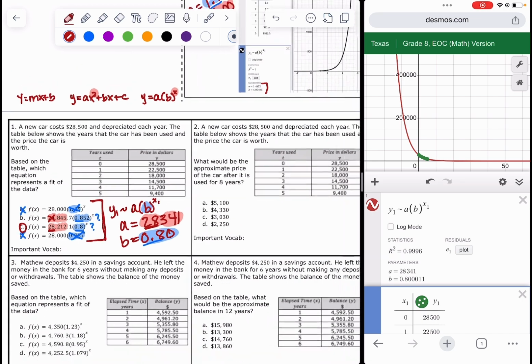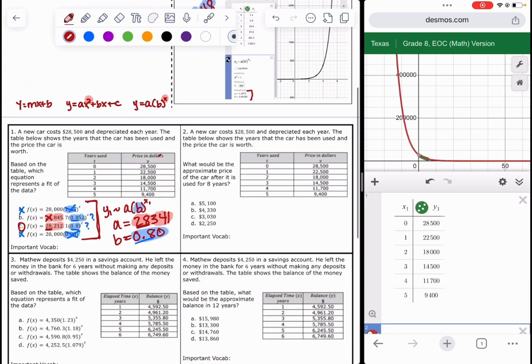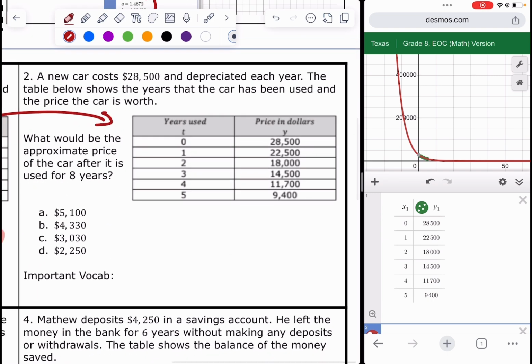Okay, so now we're going to try the second one. If you look at these tables, they're the same. This is the same kind of question. This is just one more step. A new car costs $28,500 and depreciates each year. This is all the same. What would be the approximate price of the car after it is used for 8 years? So right here, the only difference is it says 8 years.